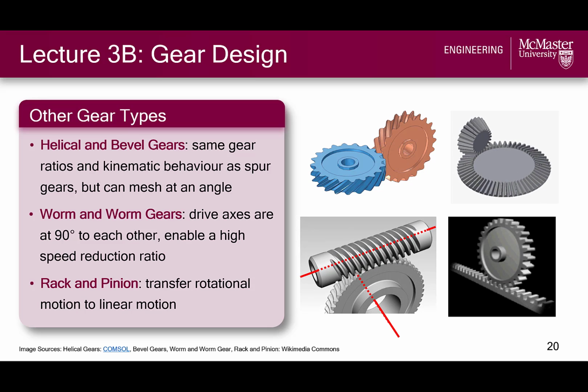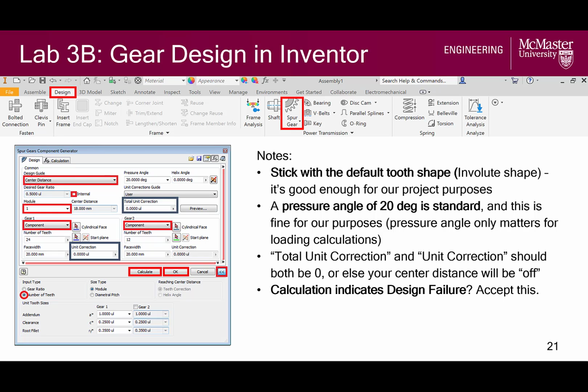We also covered gear design in Inventor using Inventor's design accelerator. We used the spur gear component generator to model spur gears in assembly modeling based on gear design parameters like module, number of teeth, and face width. Remember that if you get a pop-up message saying calculation indicates design failure, that is because Inventor performs loading calculations for the gears, which we have ignored for the purposes of this course, so it's fine to accept this message. Other than that, Inventor makes it pretty easy to model spur gears with the design accelerator, and we learned that we can incorporate these gears into larger assembly models.